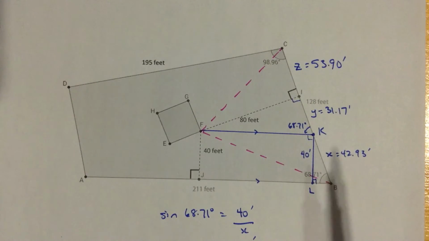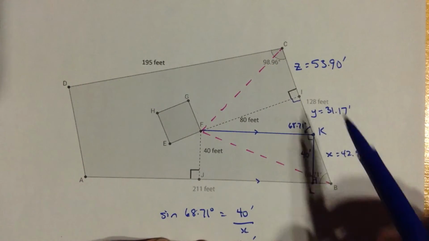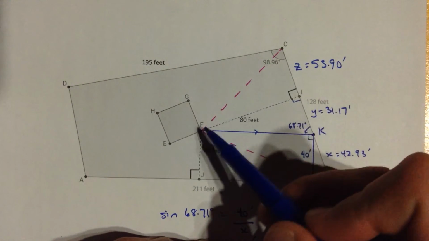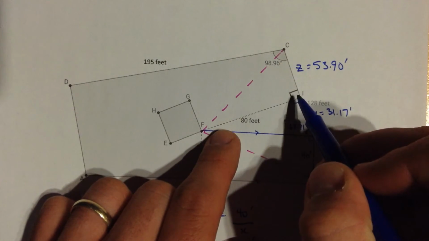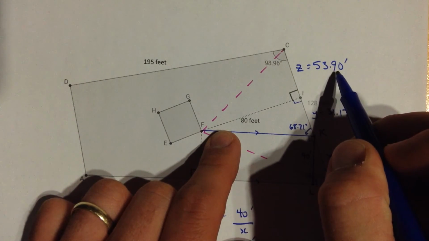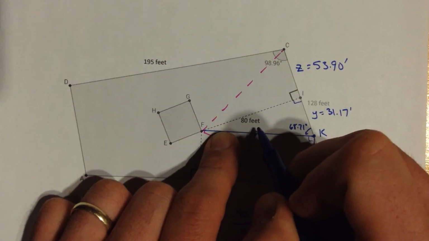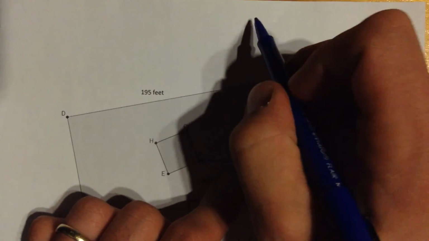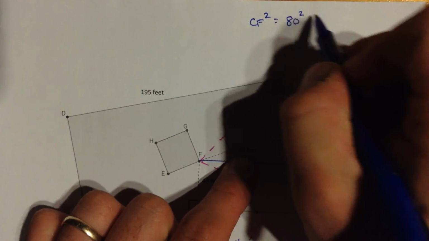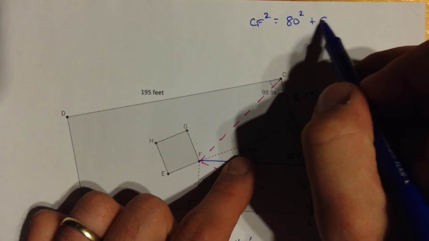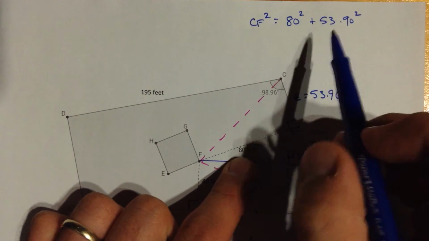Okay, let's look at what we have in our diagram now. We know the length of each little bit over here, all of these sides. We now have enough to find the length from F to C. We know 80 feet over here on this short side of the triangle. We know this short side of the triangle is 53.90. So the length of CF is going to be this squared plus this squared, and then take the square root. Let me just write that up here. The length of CF squared is 80 feet squared plus this side 53.90 feet squared. That is the Pythagorean theorem.